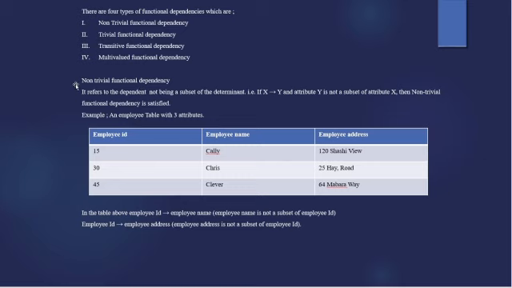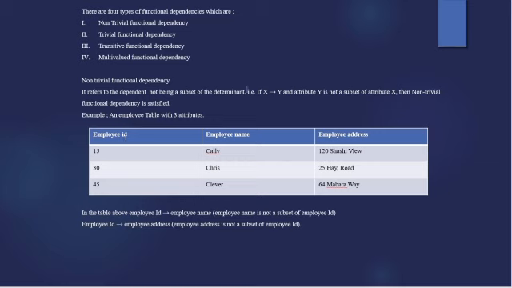Now, a non-trivial functional dependence is nothing but a dependent not being a subset of the determinant. That is, if X determines Y and attribute Y is not a subset of attribute X, then non-trivial functional dependence is satisfied. This is illustrated better through this example of an employee table with 3 attributes.